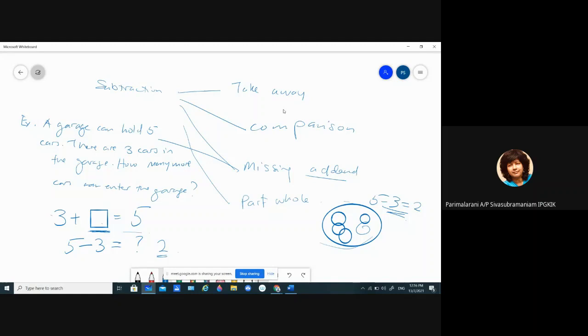So subtraction has 4 concepts: takeaway, comparison, missing add-on, and part whole. Okay, class?